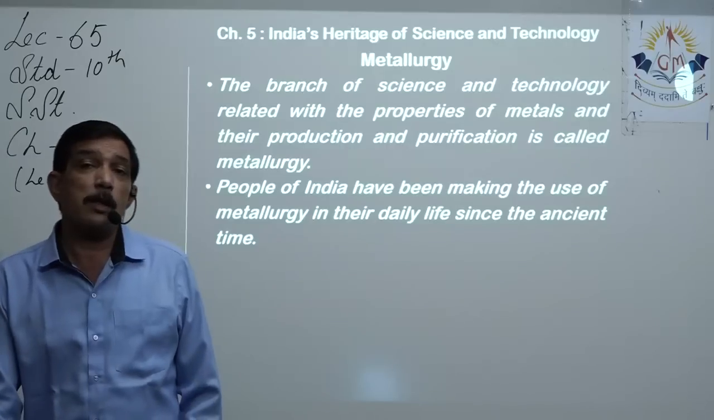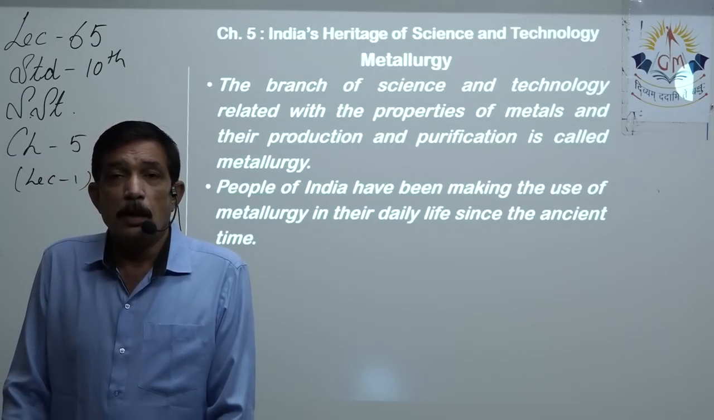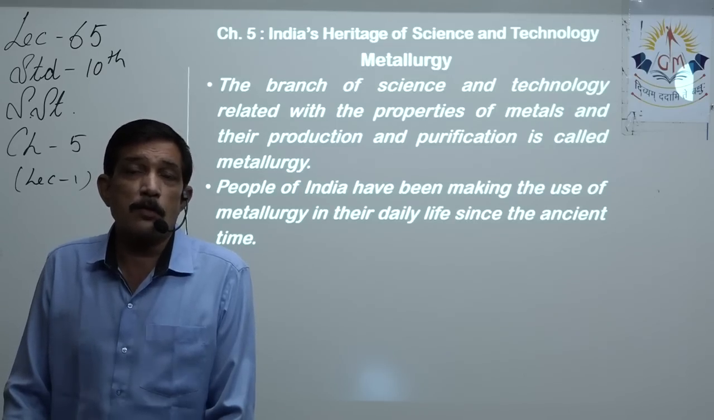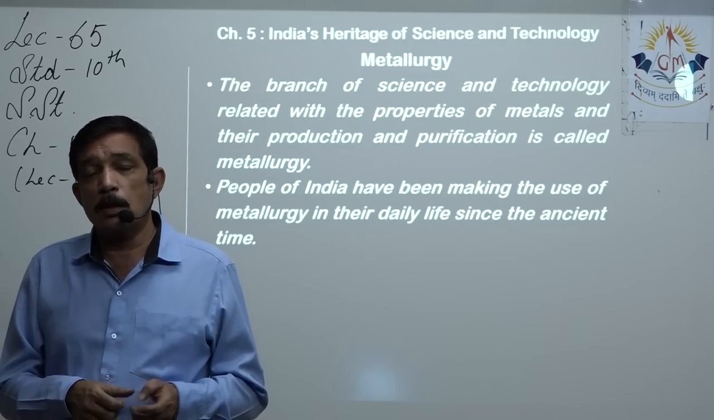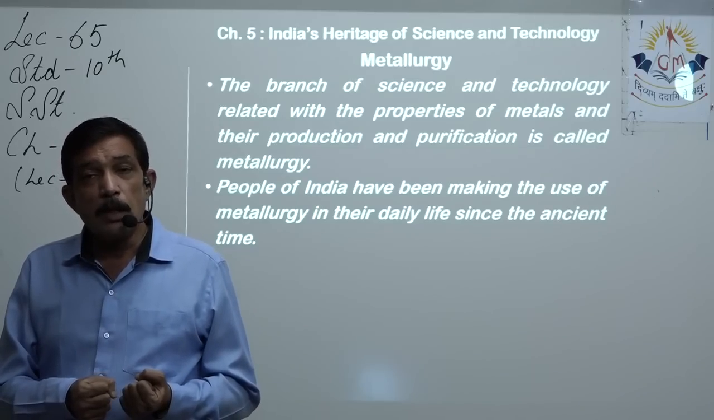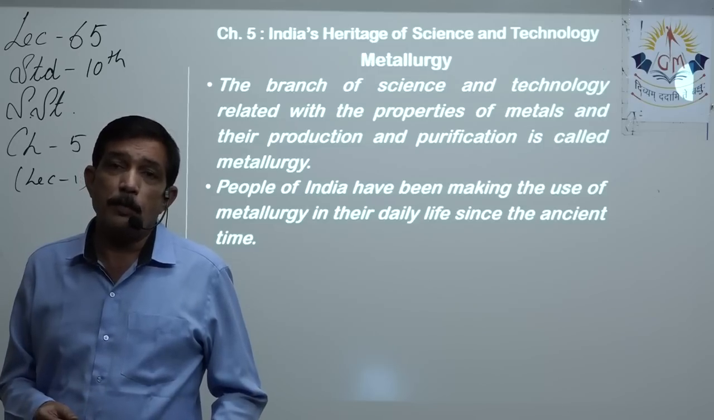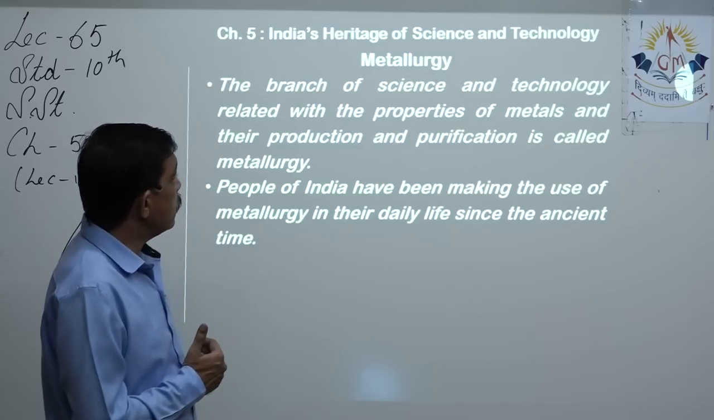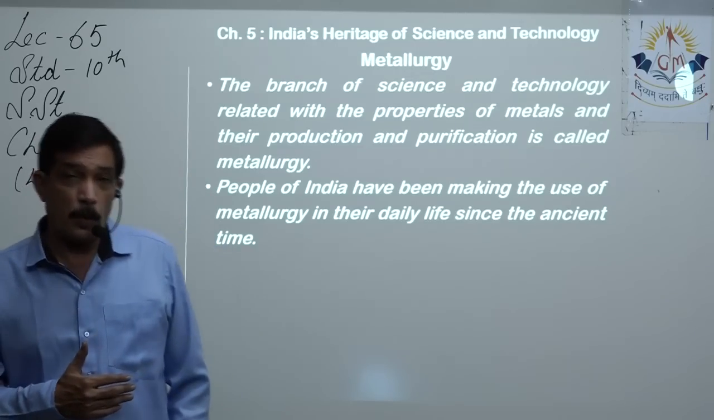Each and every metal and mineral found has different types of properties. For example, iron is quite strong. Yes, it takes lots of strength to bend an iron rod, but if that rod is made up of aluminum, it can be bent very easily, right? So this way there are different properties of different minerals. So the branch of science and technology related with the properties of metal and their production.